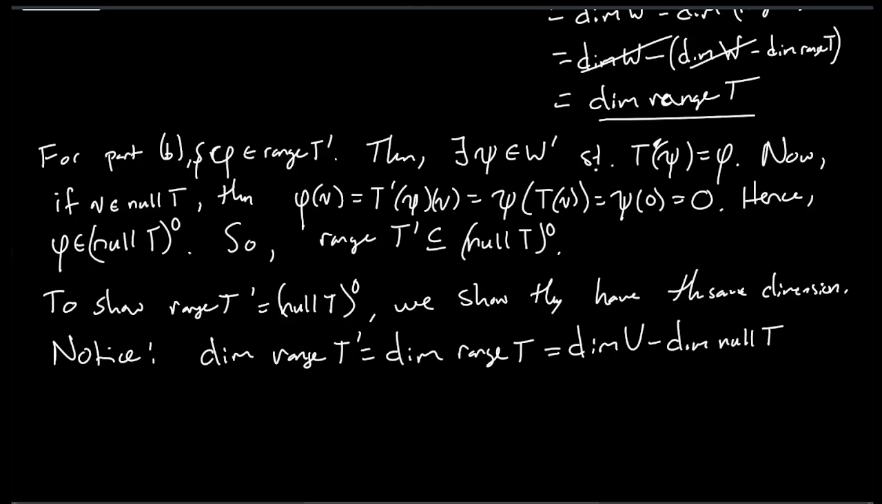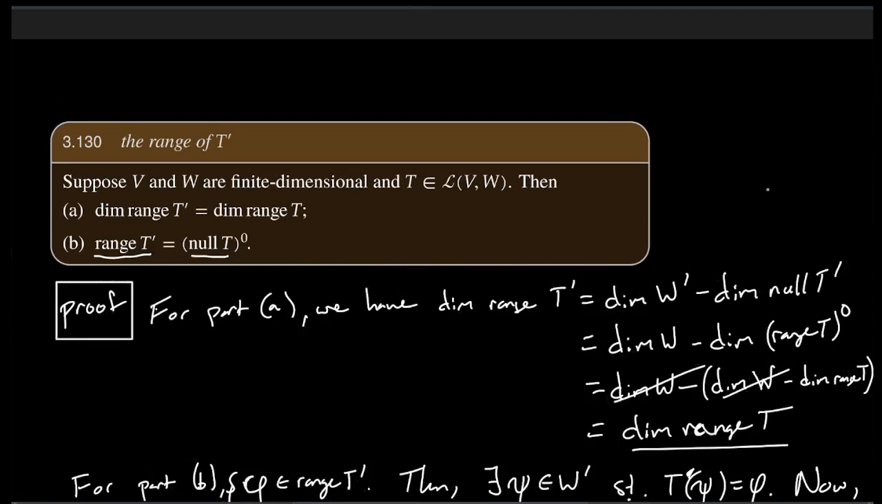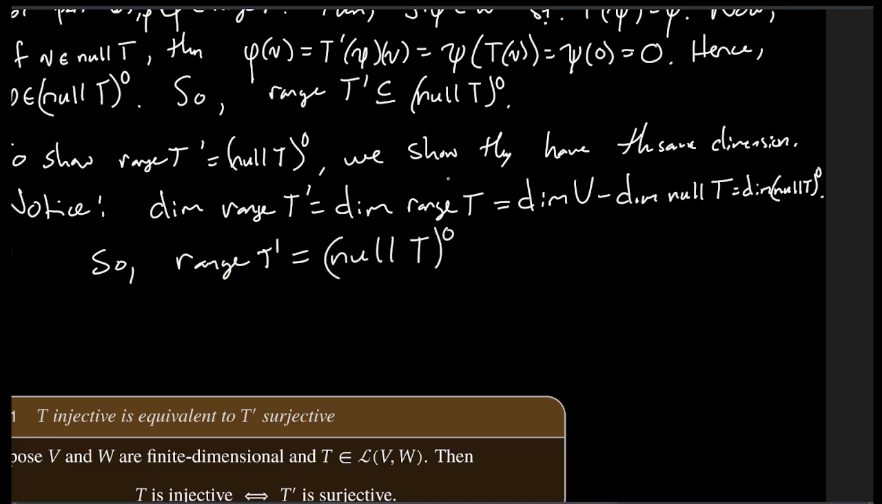Hey, wait a second. Dimension of V minus the dimension of something, that's equal to the dimension of that something's annihilator, right? So, dim V minus dim null T, this is dim of null T's annihilator. That's the dimension of the annihilator of null T. Oh, so range T prime equals null T's annihilator. After all, one is contained in the other, so it's a subspace of it, and it has the same dimension as the thing it's contained in, it is that same exact space.